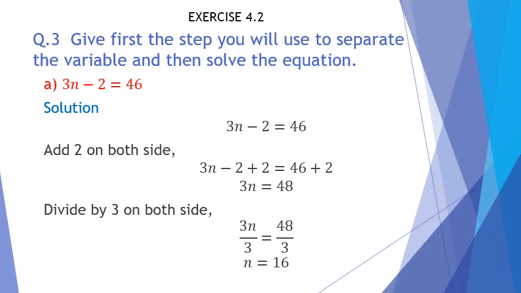If we substitute this value of n in the given equation, we get 48 minus 2 equal to 46. That is 46 equal to 46. LHS equal to RHS. Like this way, you have to cross check.